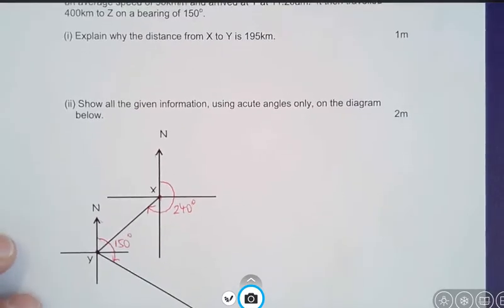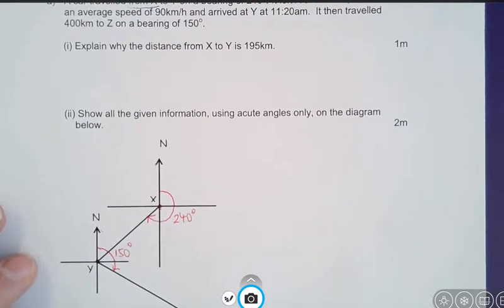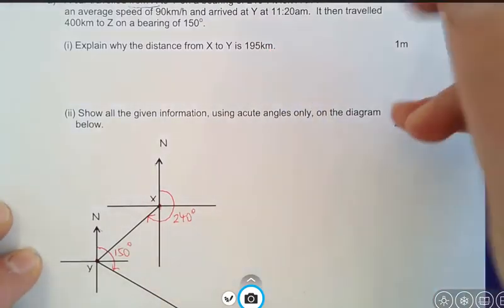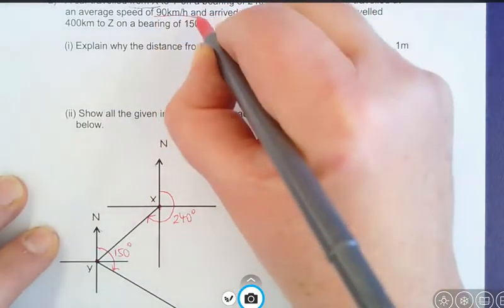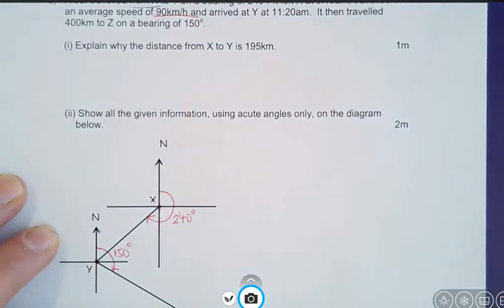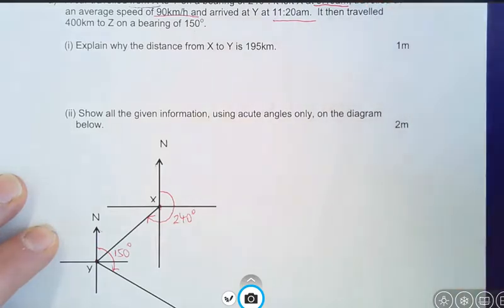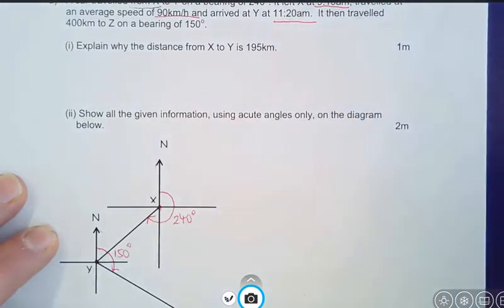All right, ladies. The first question here is to explain why the distance from X to Y is 195 kilometres. How do you think we're going to do that, girls? How are we going to do that? Well, you know what time it left. You know what time it arrived. Yes, you're going to use your distance, speed, time formula. Okay? So what is your distance, speed, time formula?